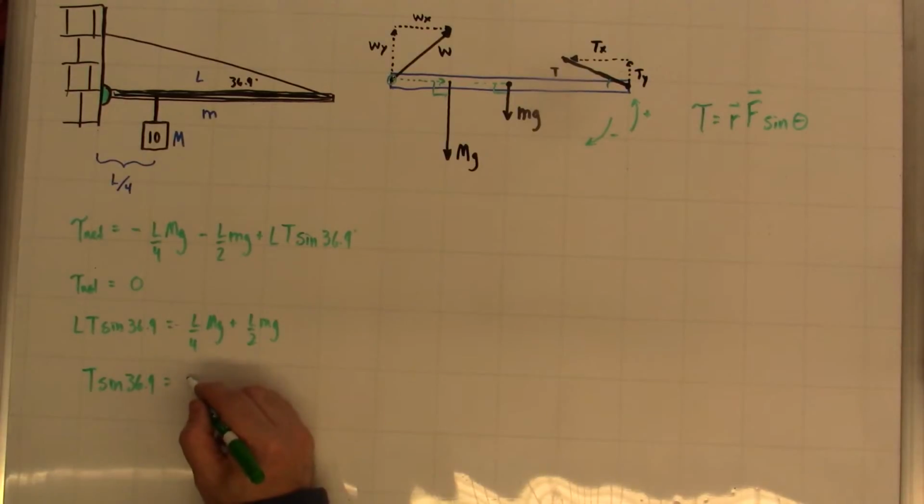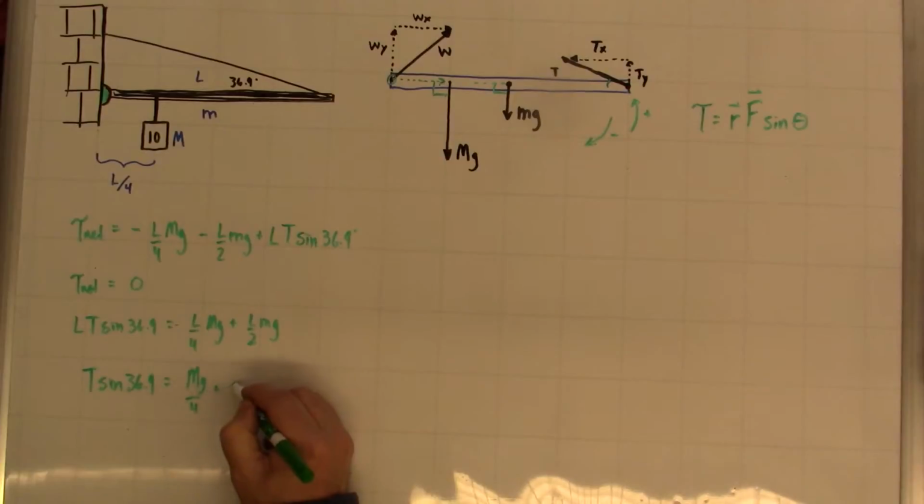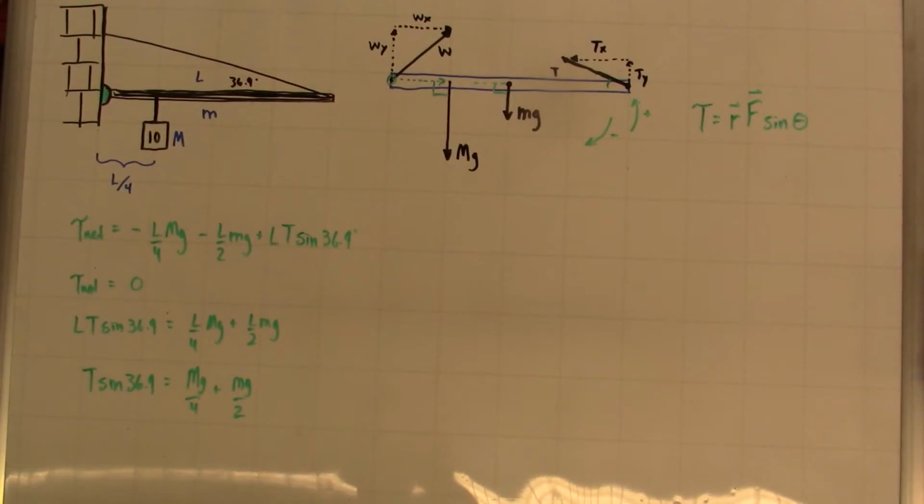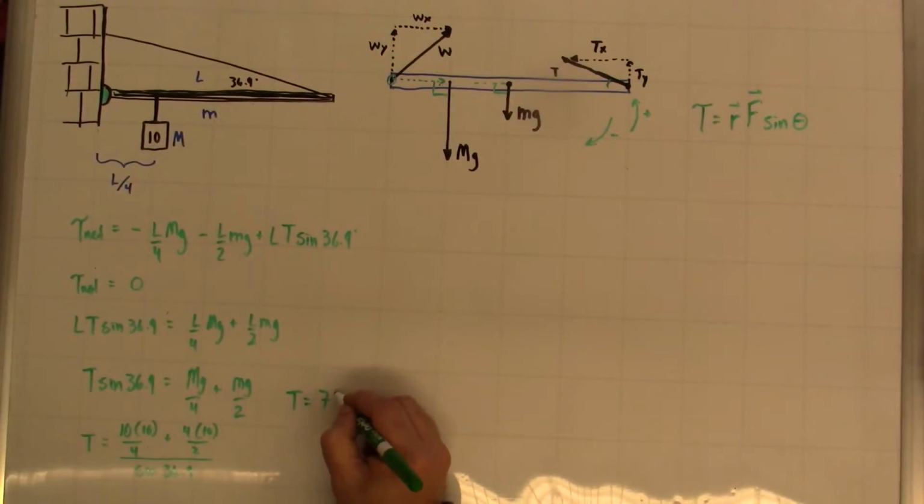If I go and plug and chug these, I end up with big mg, which is 10 times 10 over 4, plus little mg, 4 times 10 over 2, and that's all divided by the sine of 36.9. And it turns out T is equal to 75 newtons.